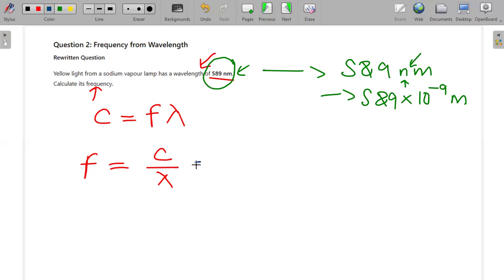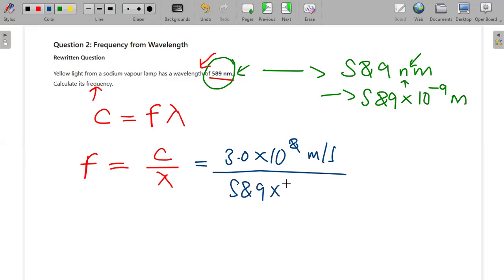So the speed of light is a constant value. They won't give it to you because they know that you already know it. So the speed of light is 3.0 times 10 to the power 8 meters per second, divided by the wavelength. So that is 589 multiplied by 10 to the power minus 9 meters. Okay, so this is just going to be equal to. You can just directly punch this on your calculator, or you can do it step by step.